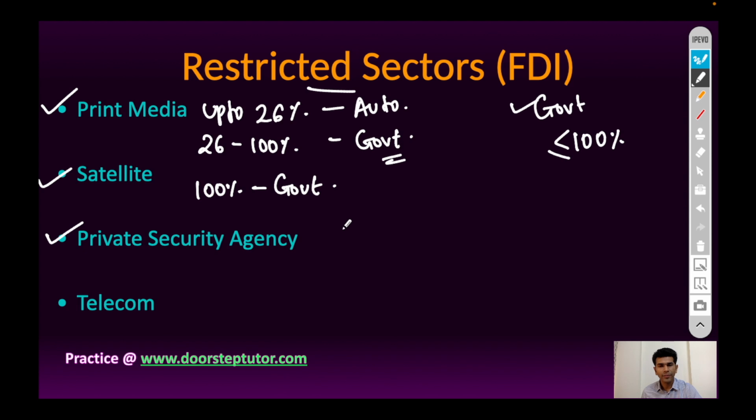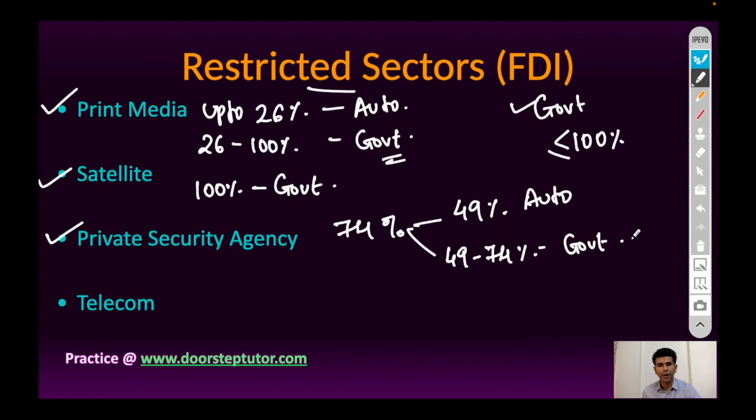Private security agency, up to 74% FDI is allowed, but up to 49% by way of automatic route and 49 to 74% government approval is required. It means in private security agency, 100% FDI is not allowed. Only 74% of FDI is allowed, but up to 49% no permission is required, and above 49% but up to 74% government approval is required.